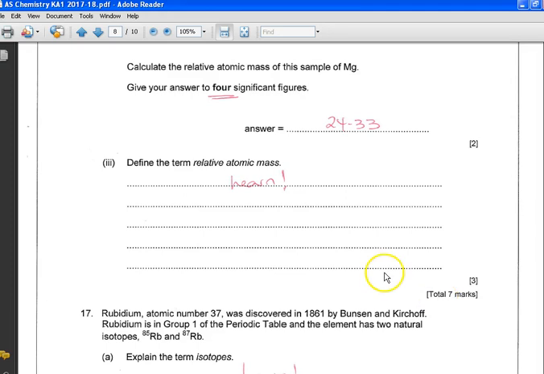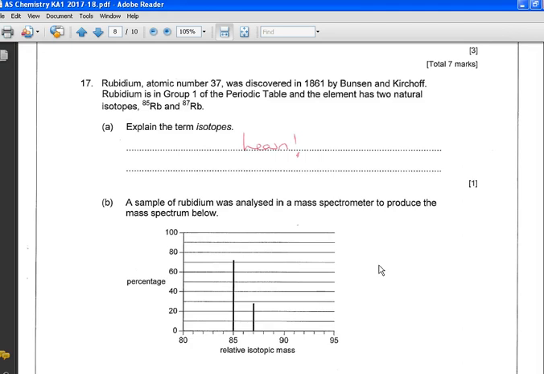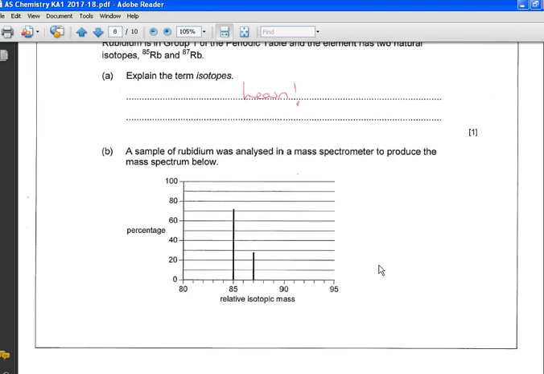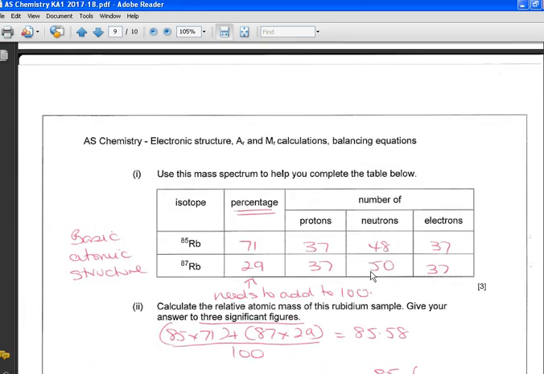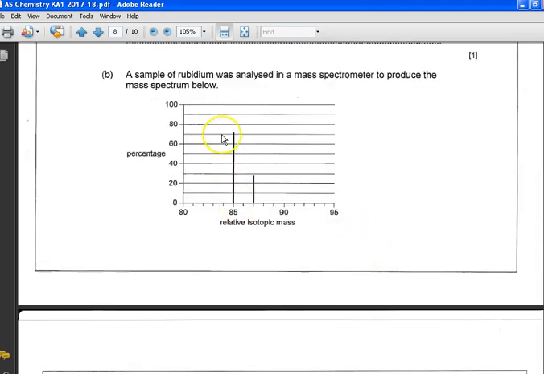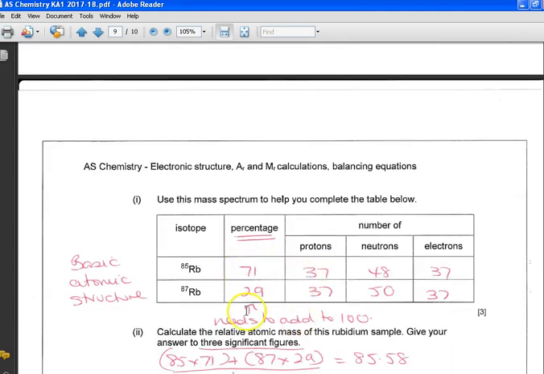Okay, relative atomic mass, please just learn that definition. And again, isotopes, learn the definition. Okay, so this time it's the same calculation for relative atomic mass, but you're given a mass spec readout giving you your percentage abundance. So you have to read it from the graph and make a decision. Obviously, is this 71? Is this 72? Whatever you put here, they have to add up to 100.